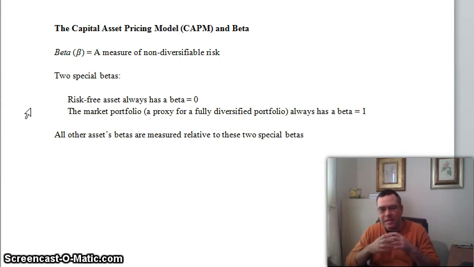So it's a proxy. We pick some portfolio that's easy to get access to. For example, the entire U.S. stock market is usually what we use. That's why we call it the market portfolio, because it's the whole market. So we usually pick something like the S&P 500, the Dow Jones Industrial Average, the Wilshire 5000, something like that. Some proxy that exists out there for the entire market.